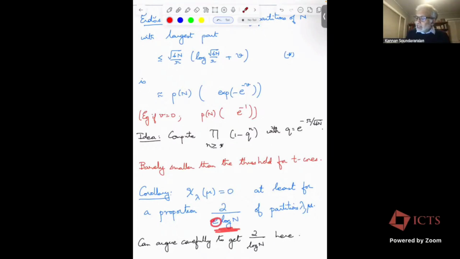You can get rid of this e with a little bit of extra work by just taking partitions mu with a large part, and then showing that if this v is at least as large as log, you know that lambda is going to be a T-core, but the proportion of that is only like a 1 over log n in this case.